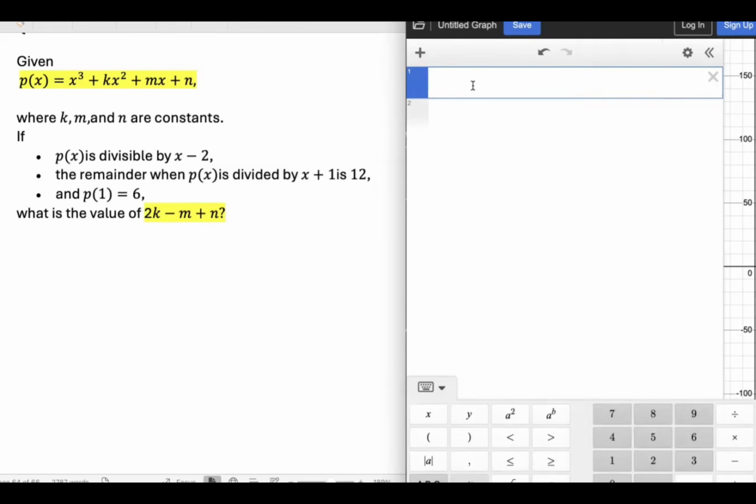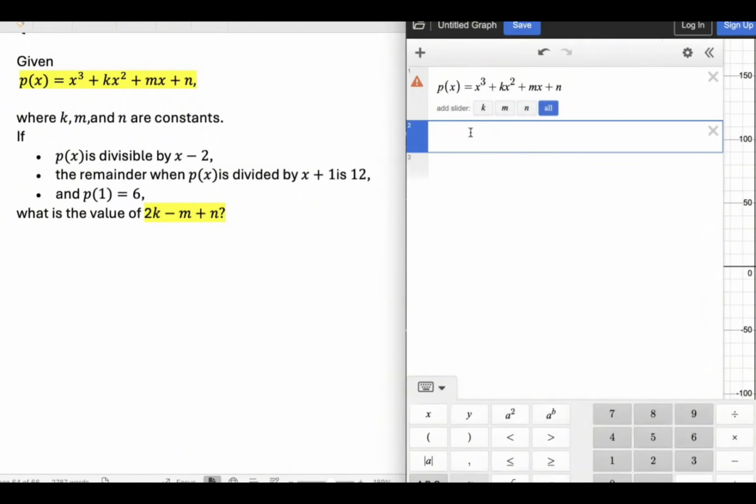Have all those numbers. What you do first is just put a P, define your function as usual when it comes to Desmos. So we have this as our function so that Desmos can understand why you're giving it all these constants, and it can figure it out for you. So K, M, N, we don't know. But I know that when I have P of 2, I know something about it. If I have P of minus 1, I know something about it.